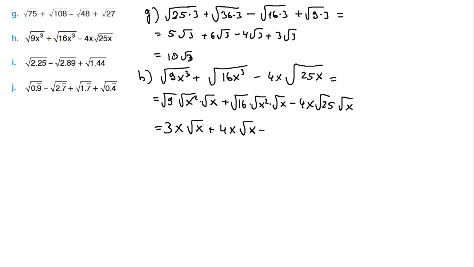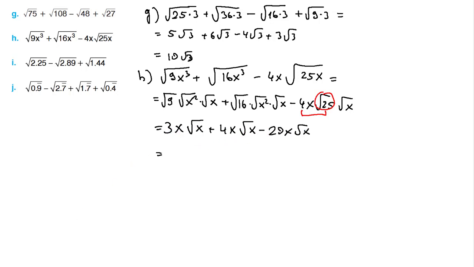Minus, now we have to multiply these two numbers. This would be not by 25, but by the root, by the whole root. So root is 5. So square root of 25 is 5. 4 times 5, it will be 20x root of x. All right, so now 3x root of x plus 4x root of x minus 20x root of x.